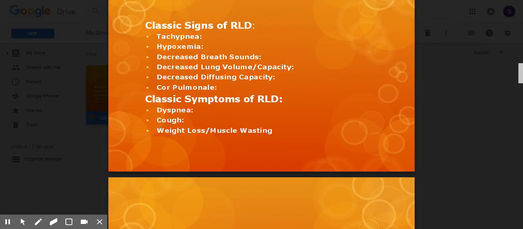Some classic symptoms of restrictive lung dysfunction include dyspnea, so observable shortness of breath, and cough, typically referred to as an irritating, dry, non-productive cough. And finally, the third classic symptom of restrictive lung dysfunction is excessive weight loss and muscle wasting. Some of the estimates from your reading related to Hillegass is that there's a 12-fold increase in energy expenditure to breathe.